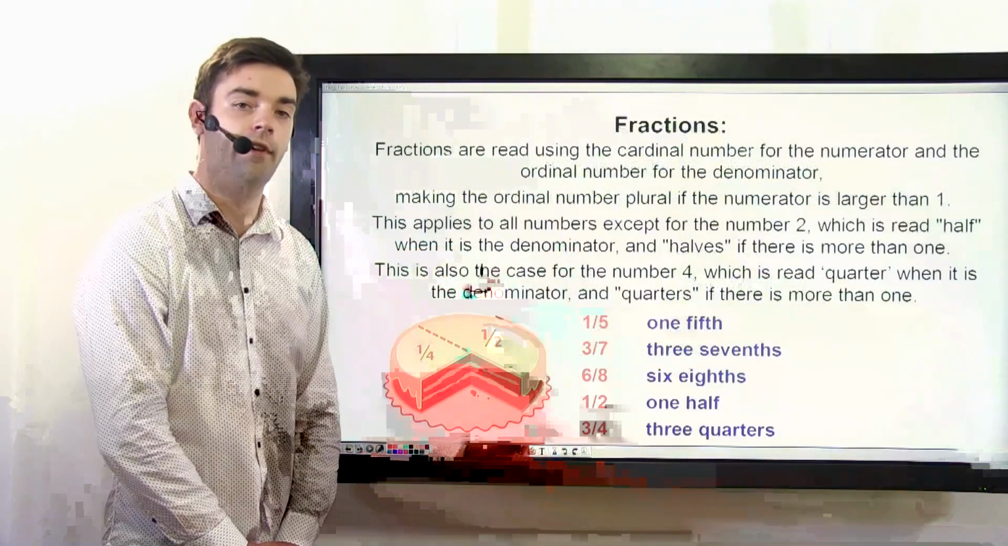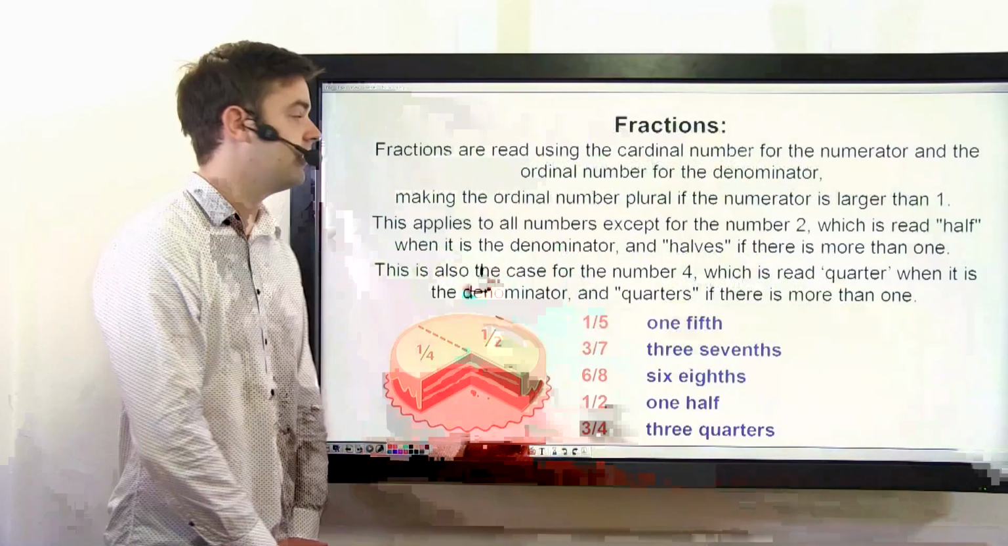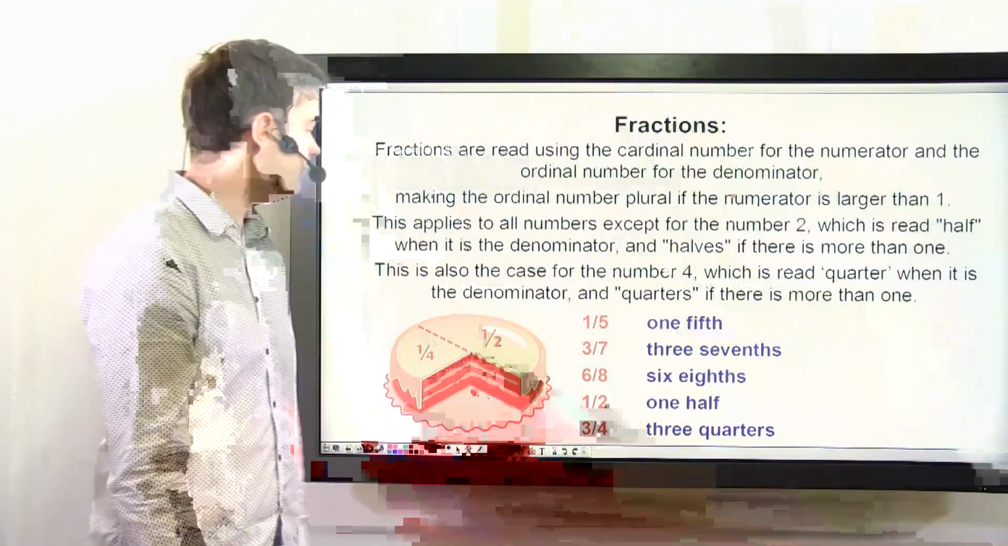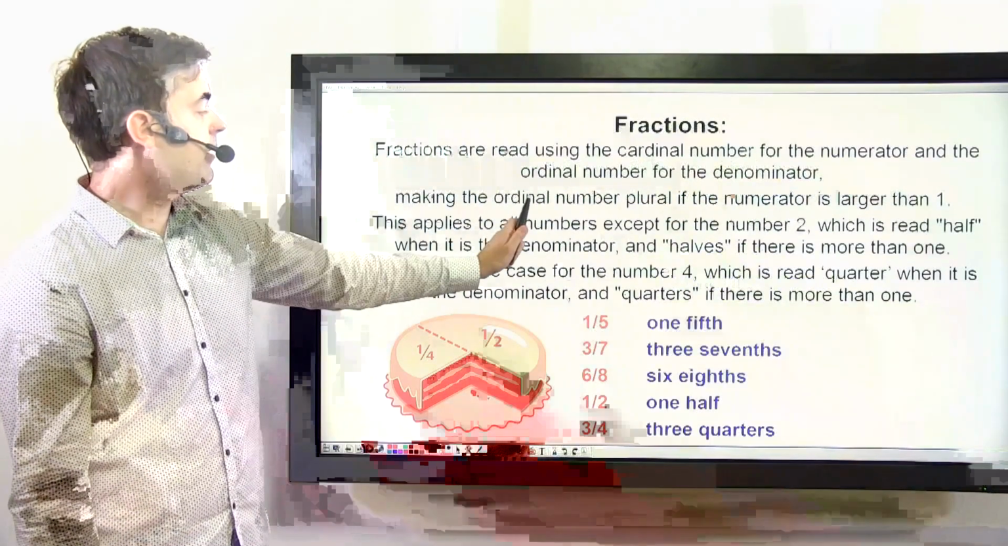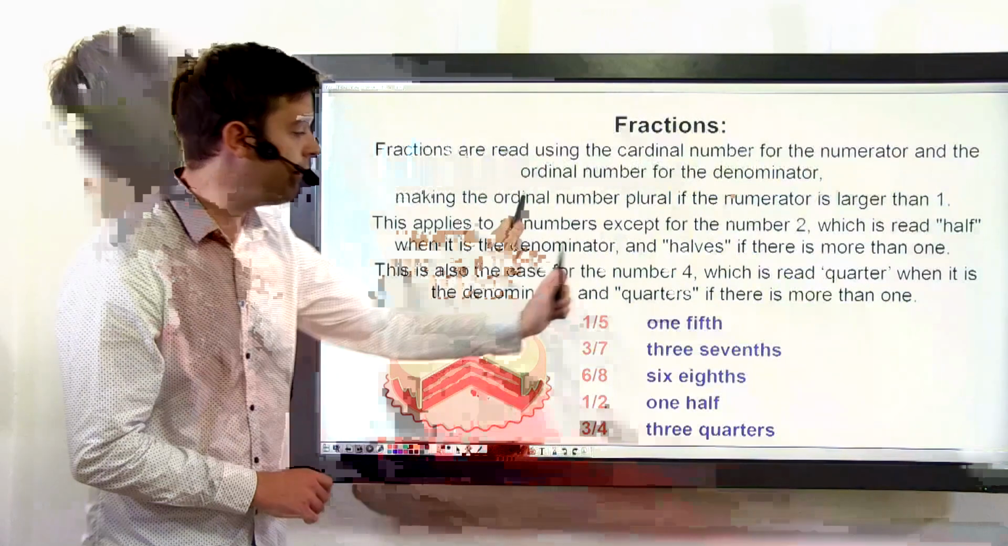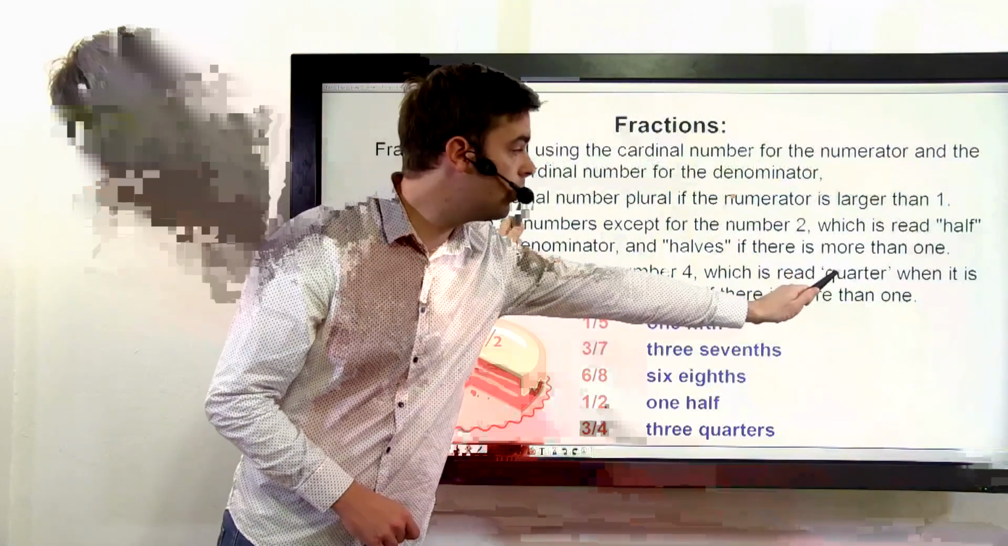Okay, let's have a look at fractions. And the ordinal number for the denominator. This makes the number, the ordinal halves if there is more than one. This is also the case for number 4, which is read as quarter.